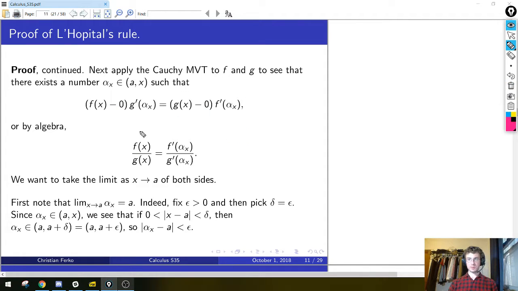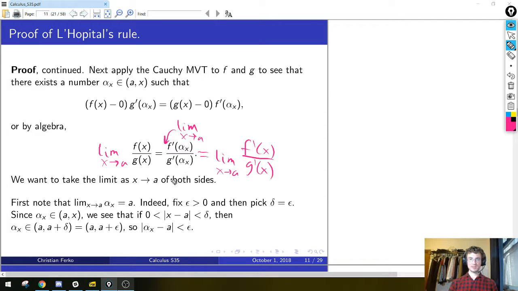So this is almost what we want, right? We can take the limit as x goes to a, roughly speaking, we can take the limit of both sides of this equation, and that's almost what we're trying to prove. But, being methodical, there's a few things to check that it actually makes sense to take this limit of both sides of the equation, because we really want this to be the same as the limit as x goes to a of f prime of x over g prime of x.